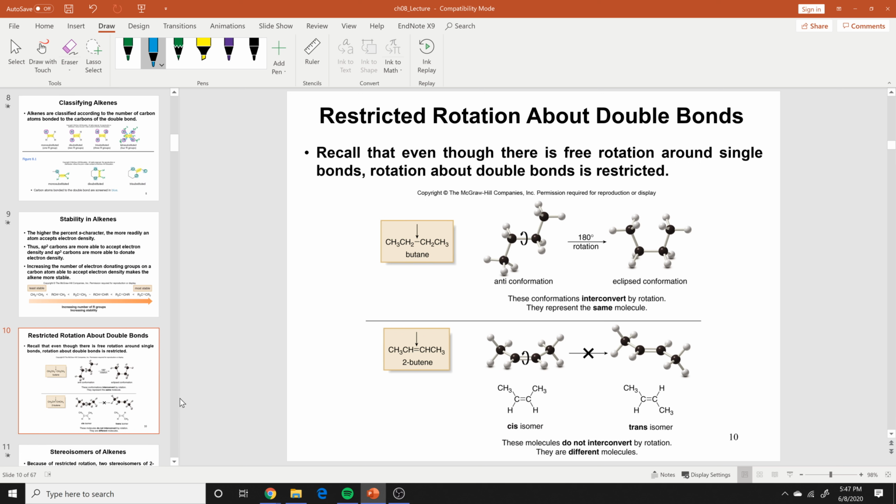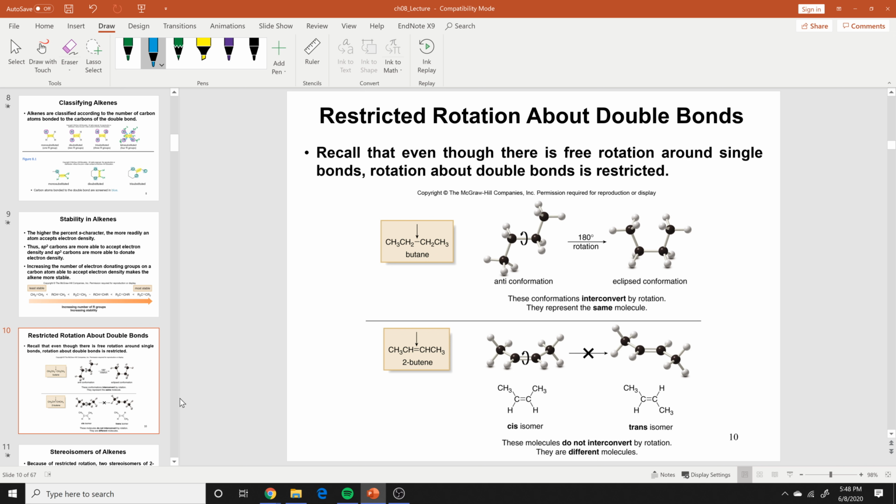There is a restricted rotation around the carbon double bond carbon. Now we've studied the conformation of carbon single bond carbons, and we said that you can freely rotate around the carbon single bond carbon, and we've seen this drawing the Newman projection staggered and eclipsed. So you can do free rotation, but around the carbon double bond carbon you can't. The only way you can change basically from a cis to a trans isomer is by breaking the double bond.